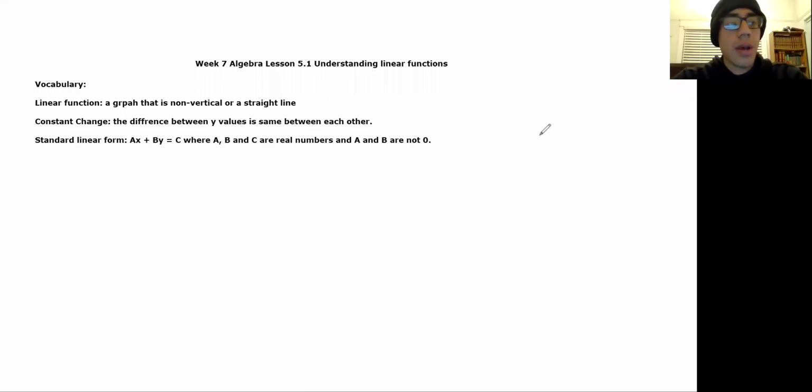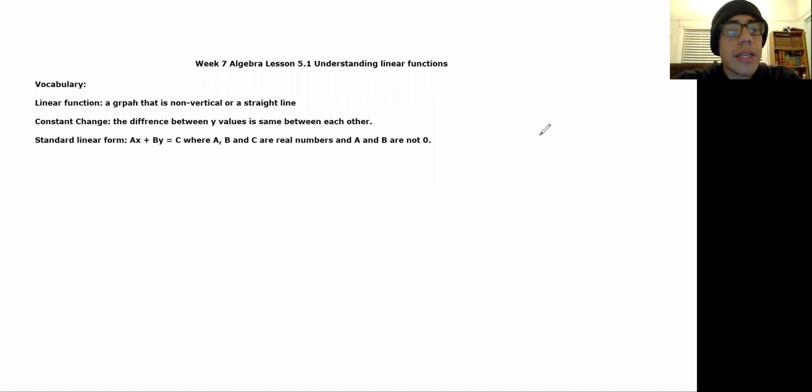Hello, students. We are on week 7, Algebra lesson 5.1, Understanding Linear Functions. Now, for this week, the vocabulary is in front of you. You need to know what a linear function is. We've gone over this a little bit before. It's just a graph that is a non-vertical or straight line. So it's just a regular graph.